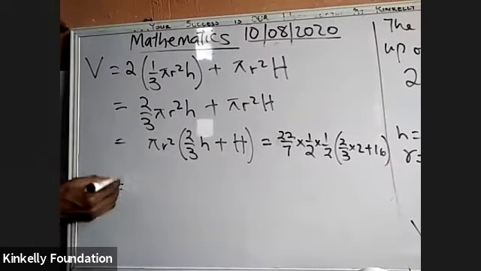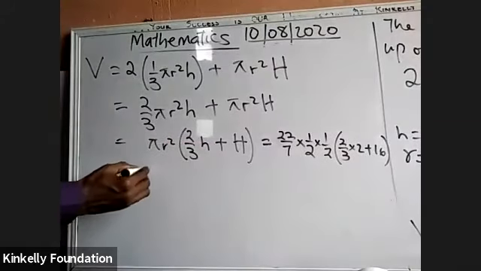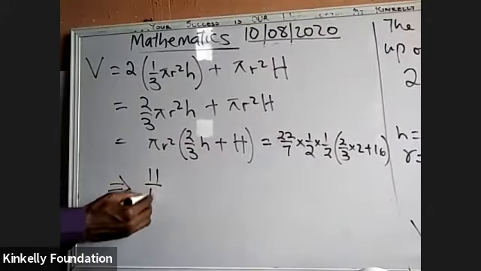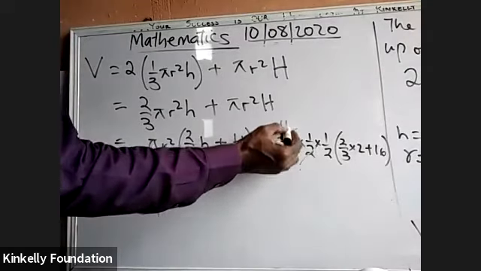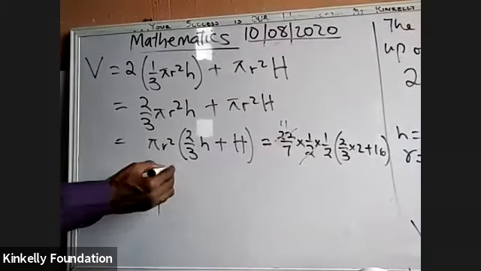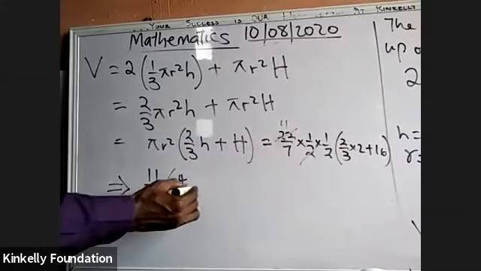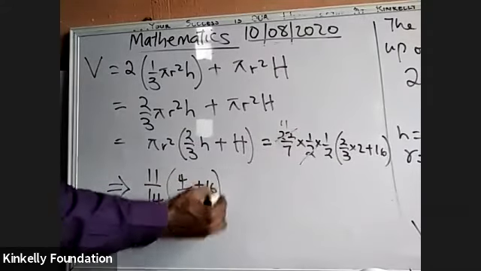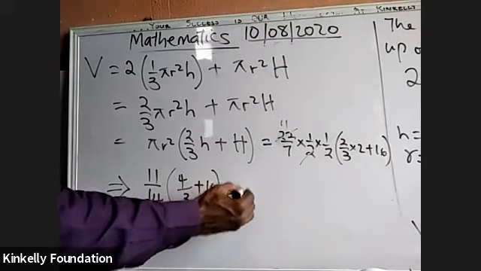Now, we have this. Let's take it to this side. This is 11/14. Look at it. 1 takes care of this 11, or 11 times all over 14 times. This is 4/3 plus 16, 1230. Remember, it is in cm cube.